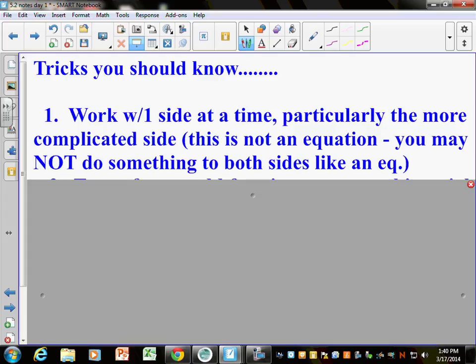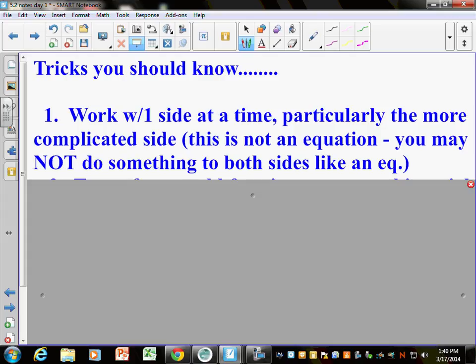The big thing is, although there's an equal sign in the middle of this identity, we're not going to do stuff to both sides of the equation. Like, we're not treating it like an equation we're solving. So you have to work with only one side at a time. I usually say pick the side that looks more complicated, because usually there's more algebra that you can do.